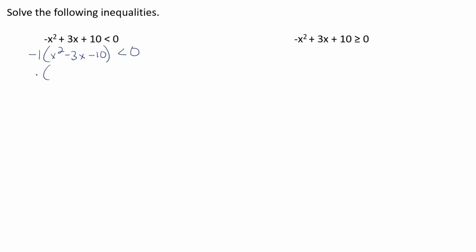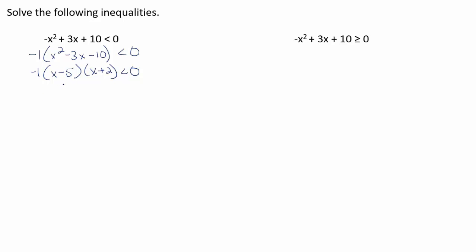And then when I factor this, I'm going to leave my negative 1 in front, but I'm actually going to get x minus 5 and x plus 2. Okay, so to do our sign chart now, we have to take into account all of these. Okay, we do need to find our x-intercepts.